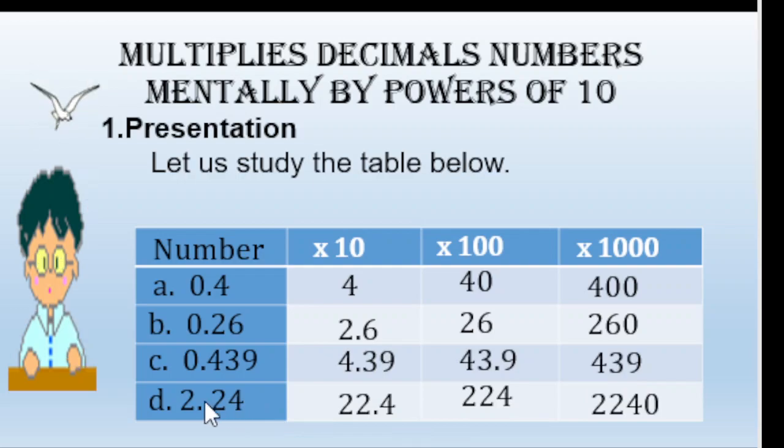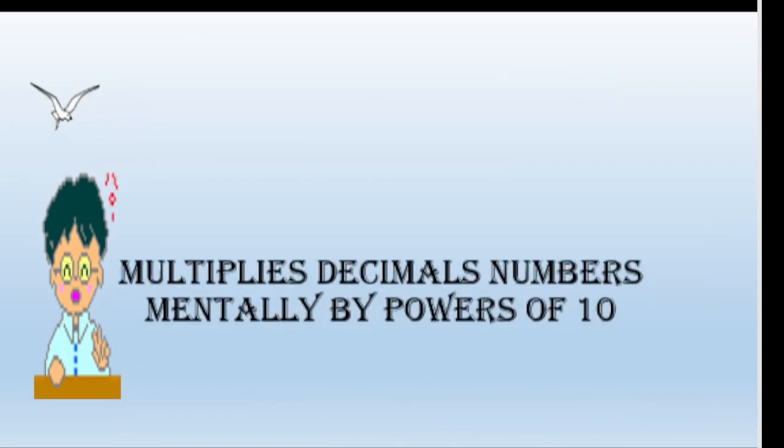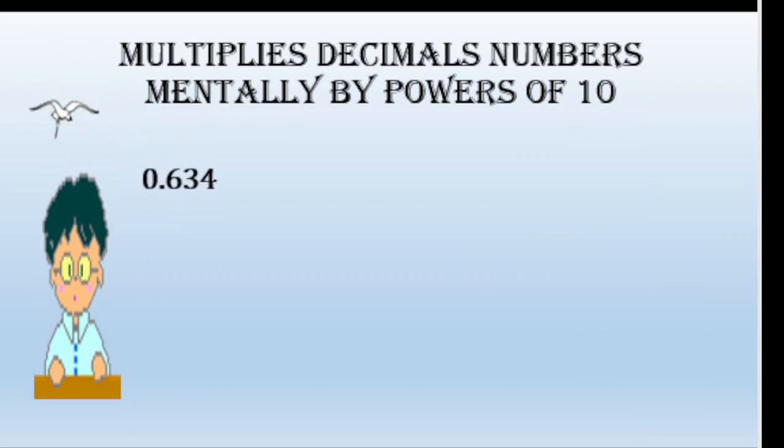That becomes 439. And you have the 2.24, so this is in the hundredths place, so move it once for the 10. That's why that is 22 4/10. And then for 100, that is 224. For the 1000, that is 2240.